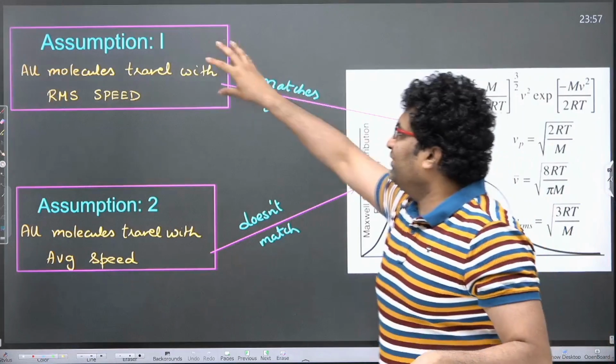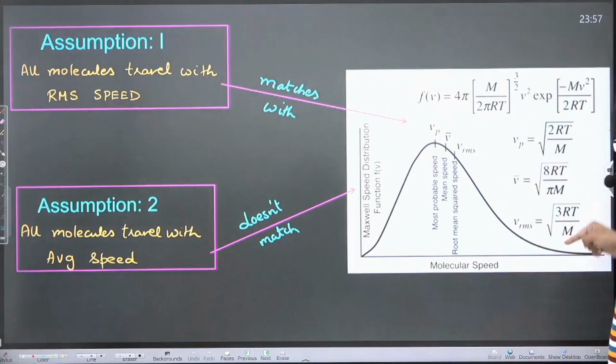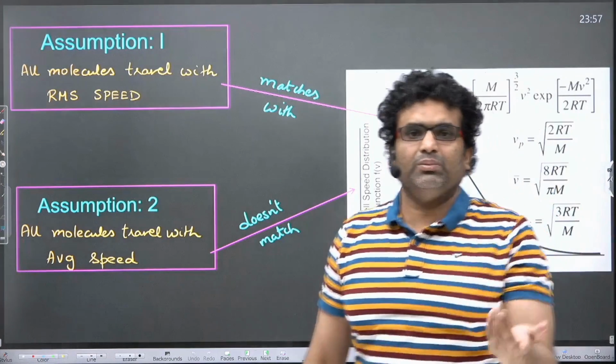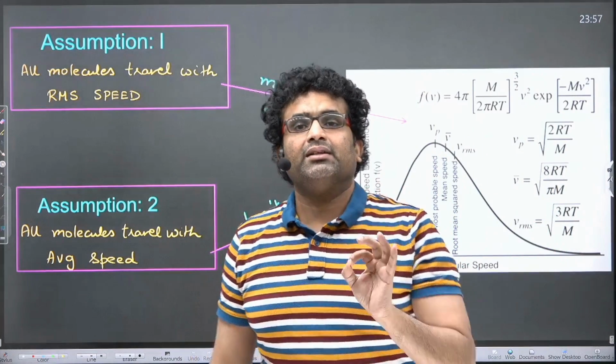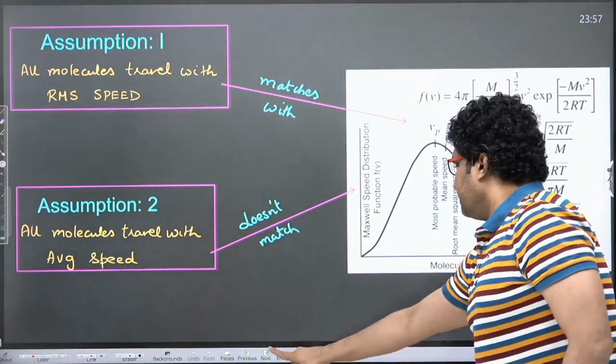It's not that when you take all molecules to be moving with RMS speed, all these formulas will match. Only root 3 RT by m will match. Average speed and most probable speed will also become root 3 RT by m. It's the matching that I talk about in terms of the energy analysis. Okay, right?